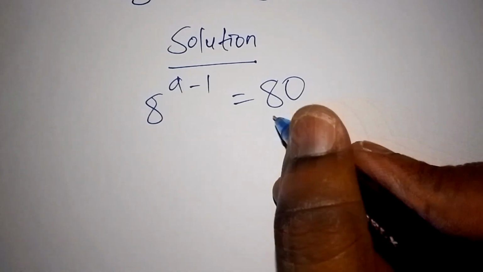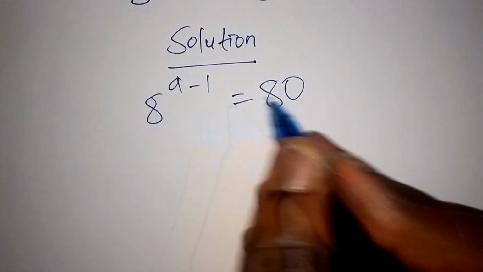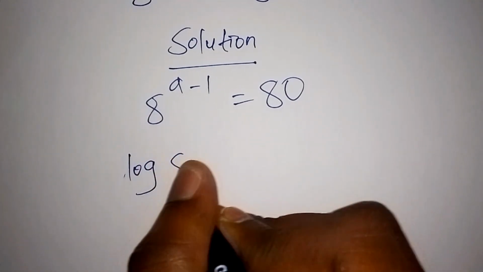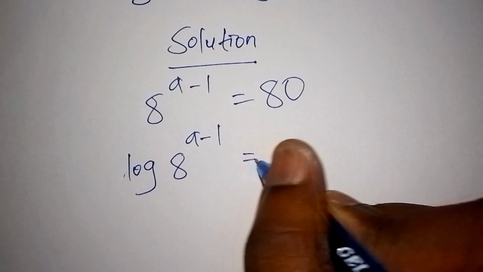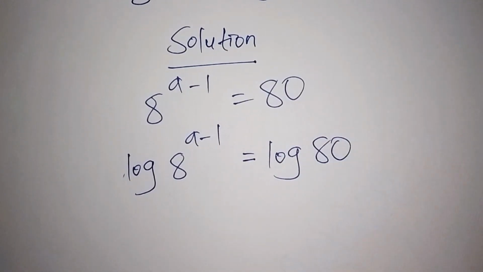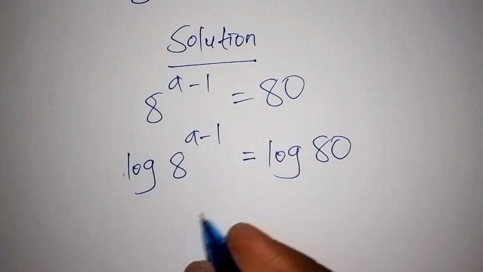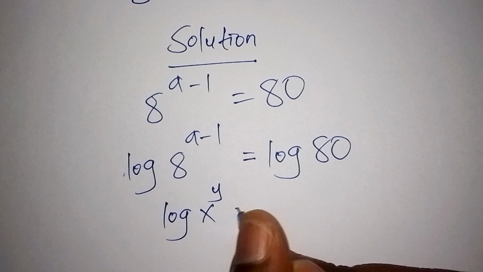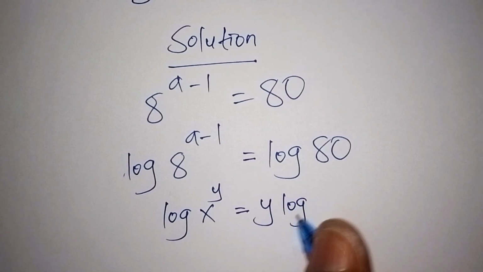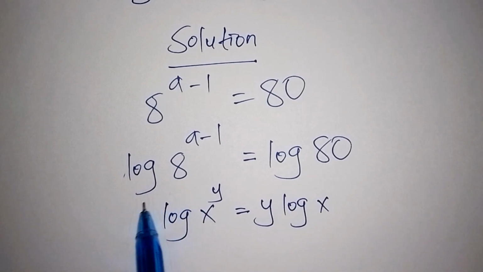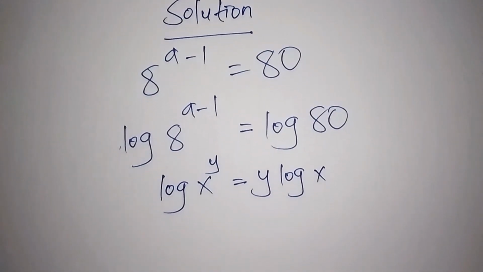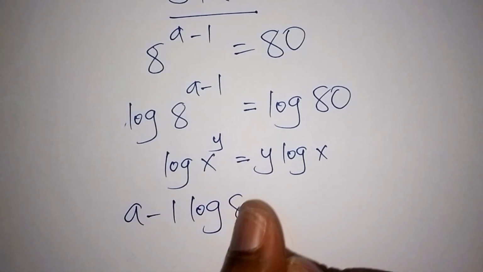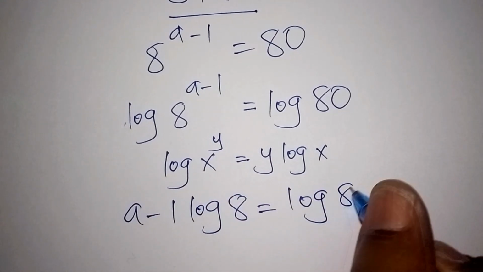So the first thing, since 8 is a whole number, 8 is a base, a minus 1 is an index, we need to introduce the log on both sides. So now we shall have the log of 8 to the power of a minus 1 is equal to the log of 80. Assume we have the log of x to the power of y. This can also be written as y times the log of x. So when you write the log of 8 to the power of a minus 1, we shall now have a minus 1, the log of 8 is equal to the log of 80.